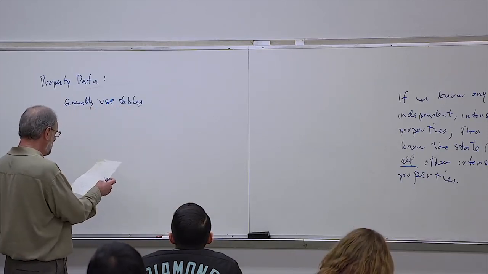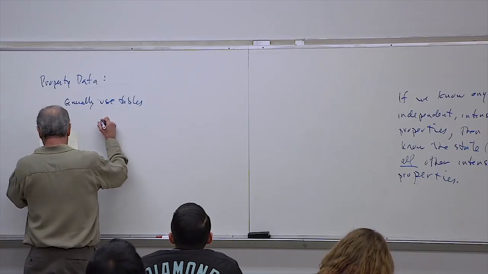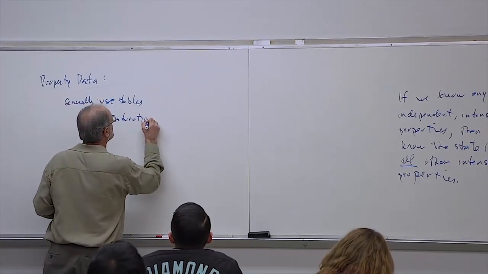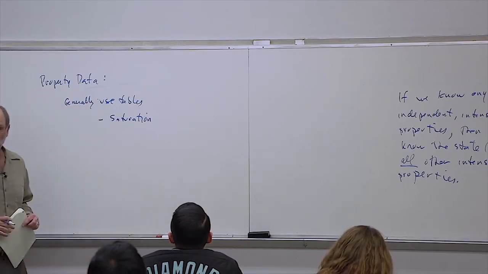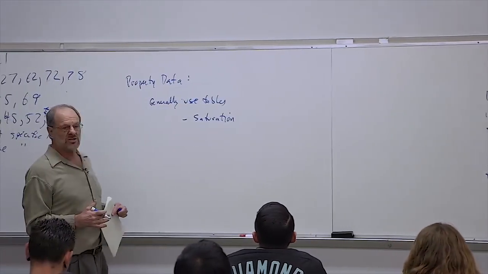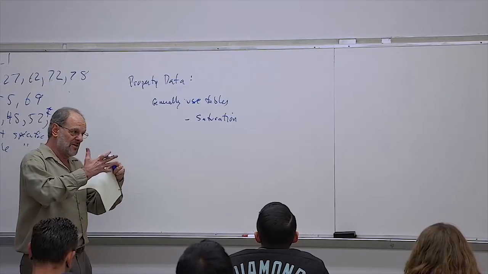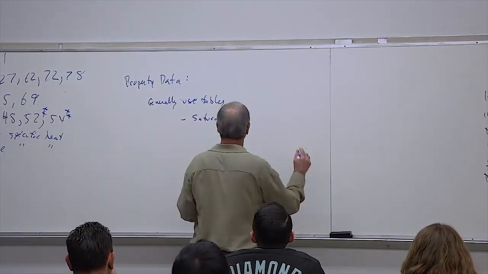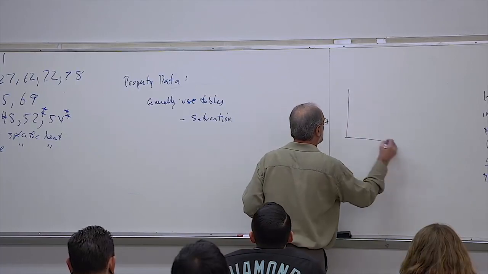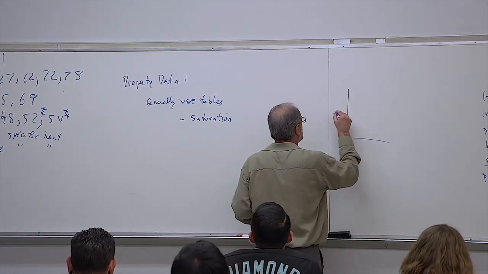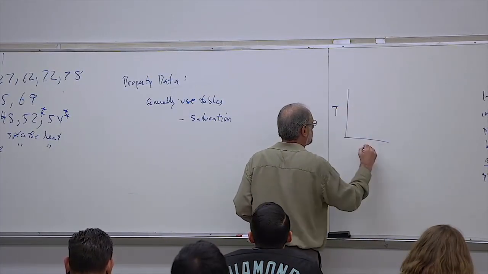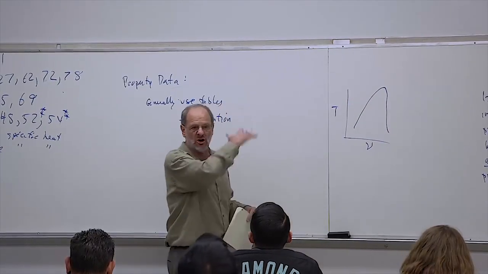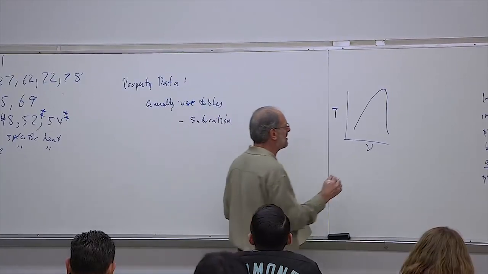So we use property tables. We know that there's actually different types of tables. There's the saturation tables, in other words, the data associated with either saturated liquids, saturated vapors, or two-phase mixtures. In fact, you might just want to note, for instance, that if we wanted to, let's say, plot temperature versus specific volume, we have our characteristic dome, that's our saturation line, if you will.